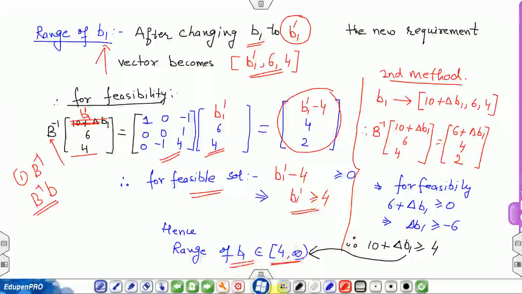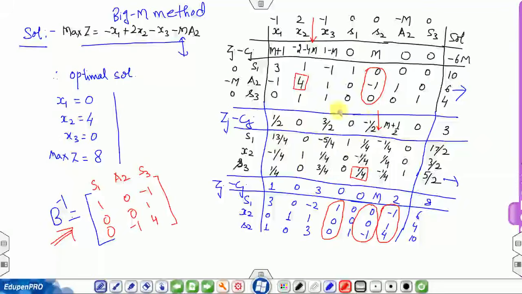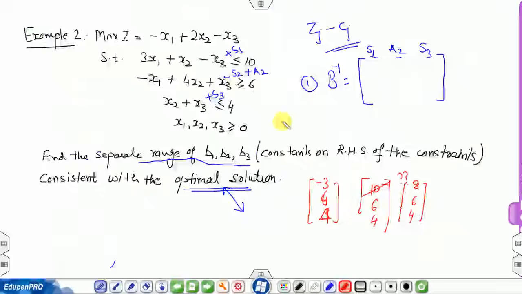That is, if you want to replace the number on the right hand side, this number 10, what we compute is that the range will be 4 to infinity. So any number you choose in that range, the optimal solution remains the same. If I consider this example with minus 3 or plus 3, the optimal solution changes because 3 does not belong to this interval.